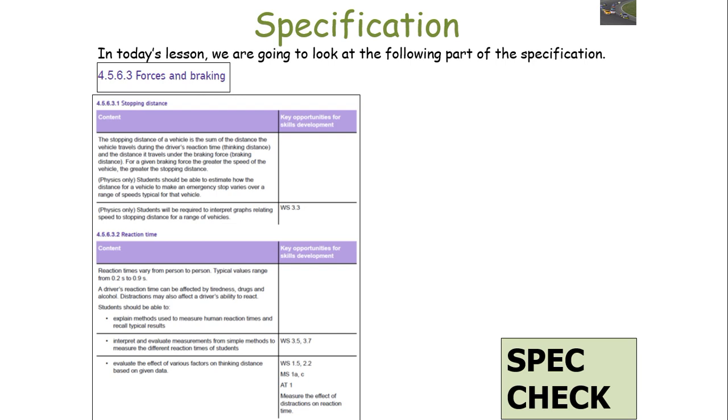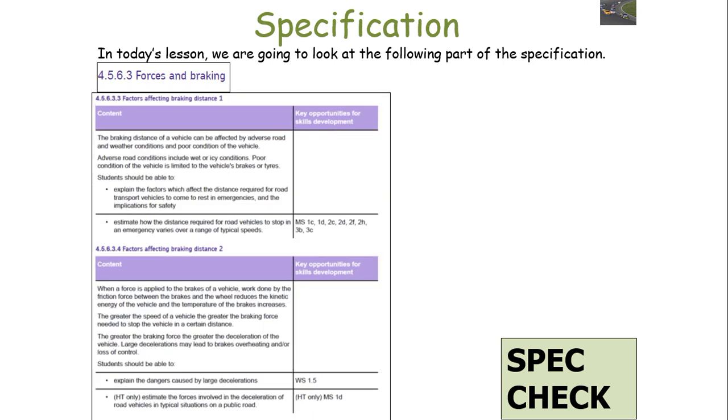So we're going to be focused on stopping distances and reaction time, which includes a little bit of separate science only content. So there's a little bit extra for separate science here, and then we're going to look at the factors affecting the braking distance.